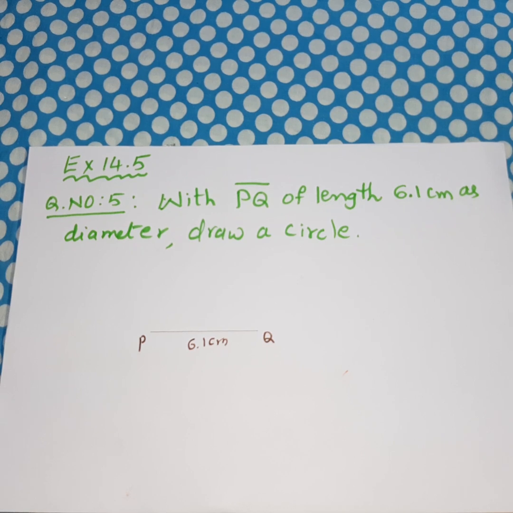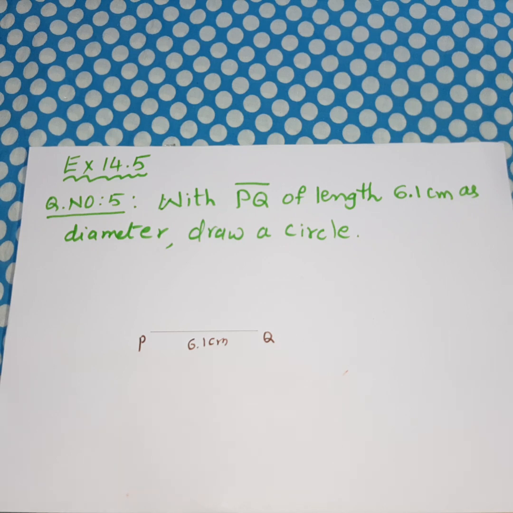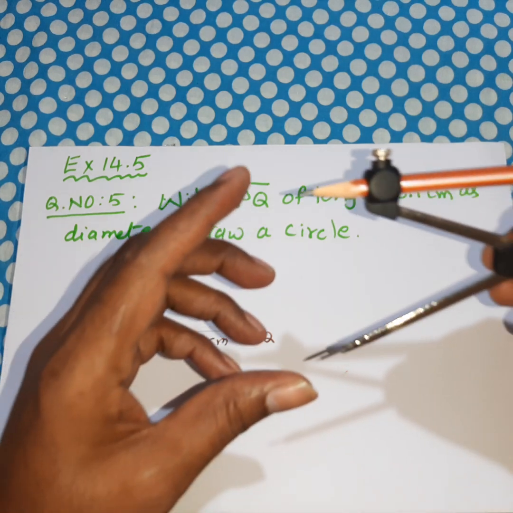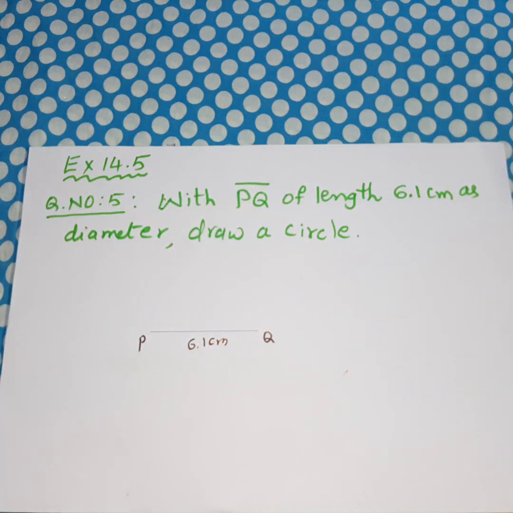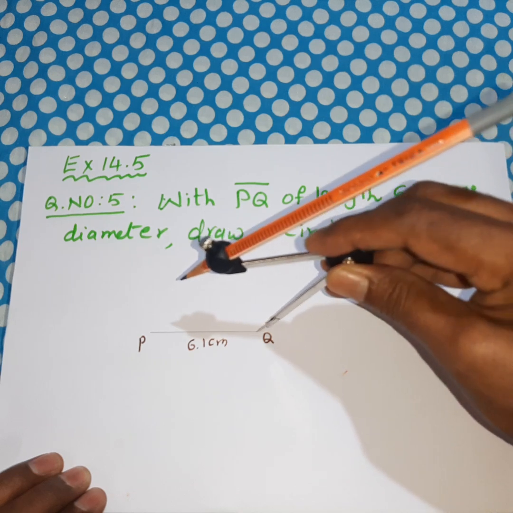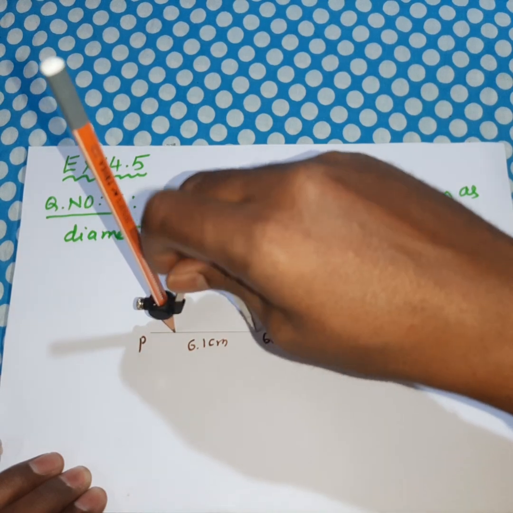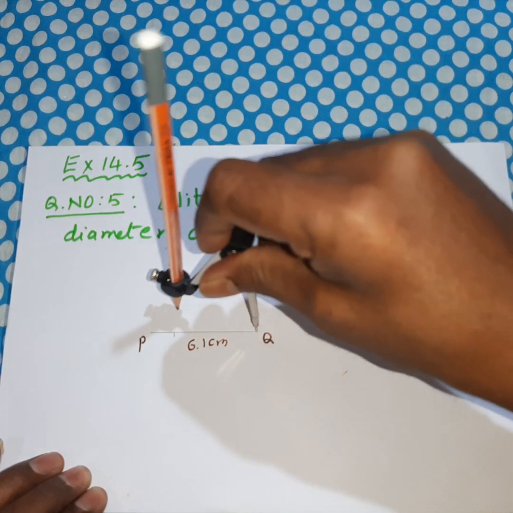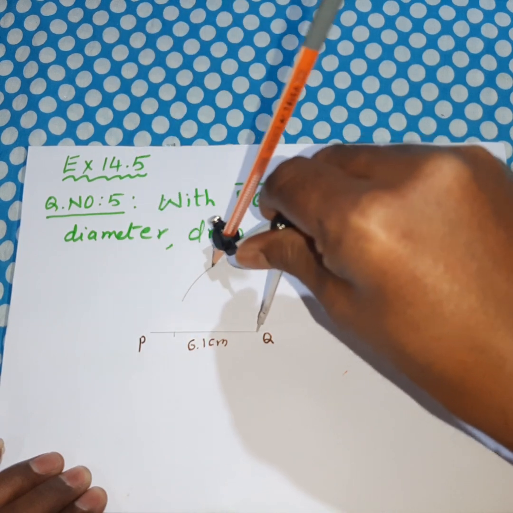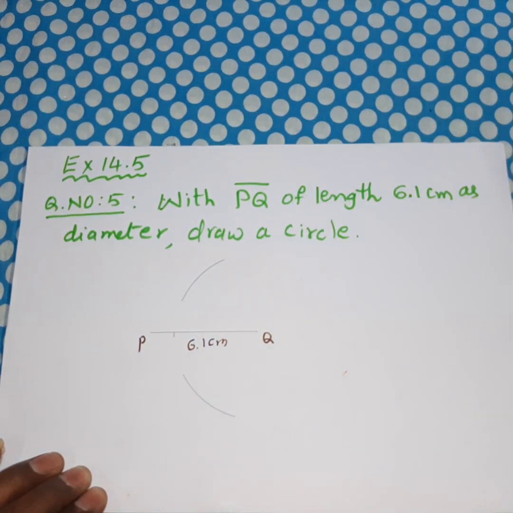We know that we construct a perpendicular bisector using a compass. First of all we need to take more than half of the length of PQ. Right, children? You need to take more than half of the length of PQ. Now from Q you can take more than half. You can take from P also. Then you need to construct an arc above the line segment and below the line segment of PQ.